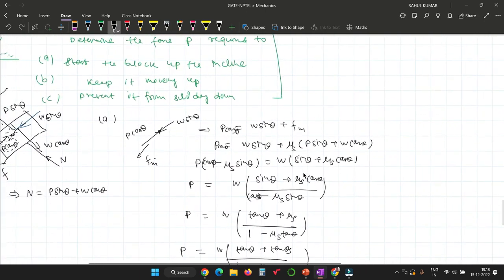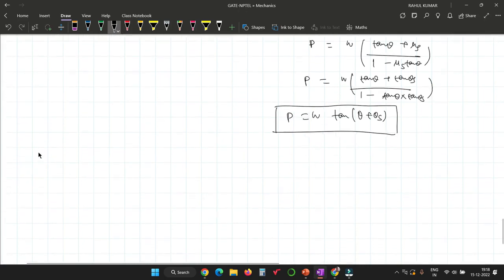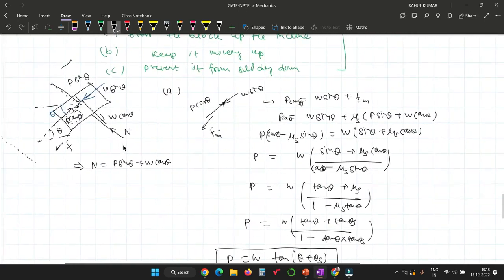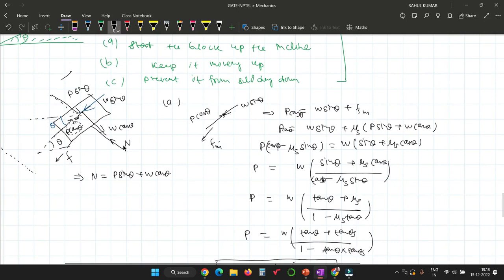Now let's move to case B. What will happen in case B? Can someone tell me? If it says keep it moving up, then what will happen?